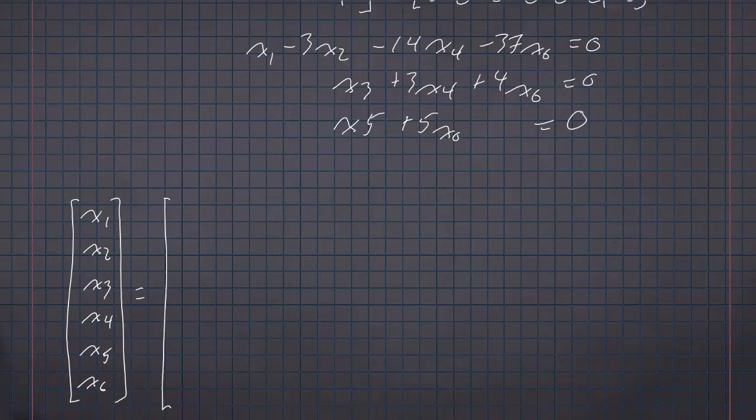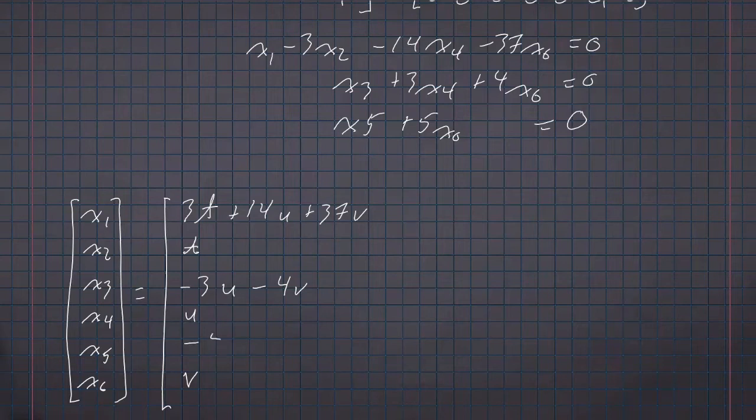So let's go ahead and name all of our free parameters. T, U, and V seems like good names. And solving for x1, I'm going to get 3t plus 14u plus 37v. Solving for x3, I'm going to get negative 3u minus 4v. And solving for x5, I'm going to get negative 5v.